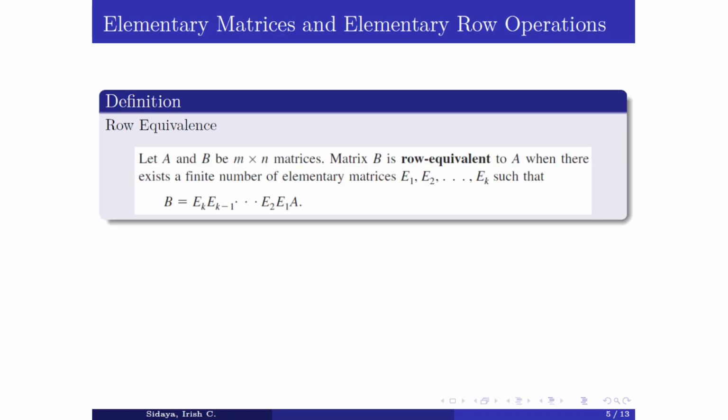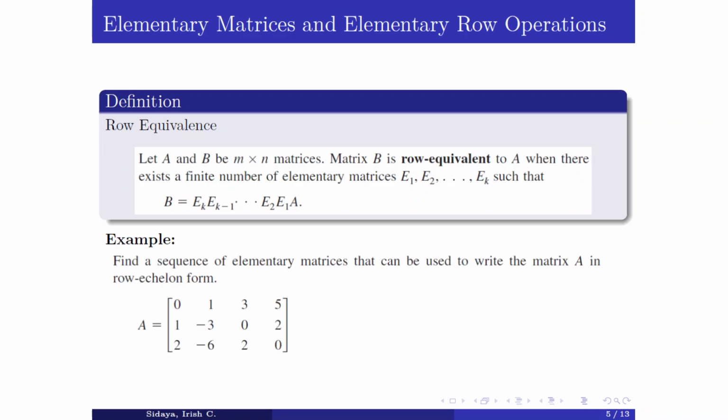Next, we have row equivalence. Let A and B be m by n matrices. Matrix B is row equivalent to A when there exists a finite number of elementary matrices E sub 1, E sub 2, up to E sub k, such that B is the product of E sub k, E sub k minus 1, and so on up to E sub 2 times E sub 1 times A.